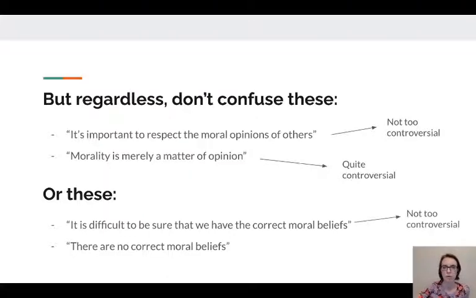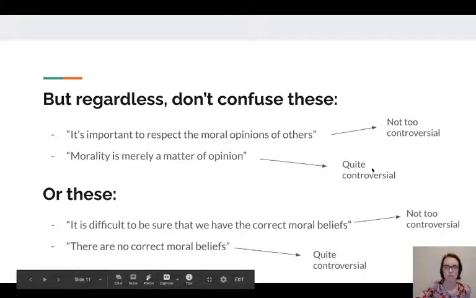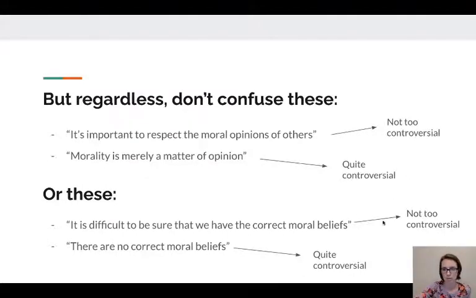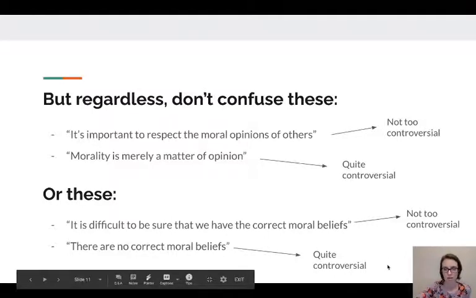These are actually both claims in metaethics, but you can see that this first claim, I think, is not too controversial. I think most of us would agree that it's hard to know whether we have the correct moral beliefs. But that doesn't necessarily entail that there are no correct moral beliefs. That's a much more controversial metaethical position. So this is just to caution you against sliding between these kinds of claims. You can believe this without believing that, and likewise you can believe this without believing that. That doesn't mean this isn't right, but it would require further argument.